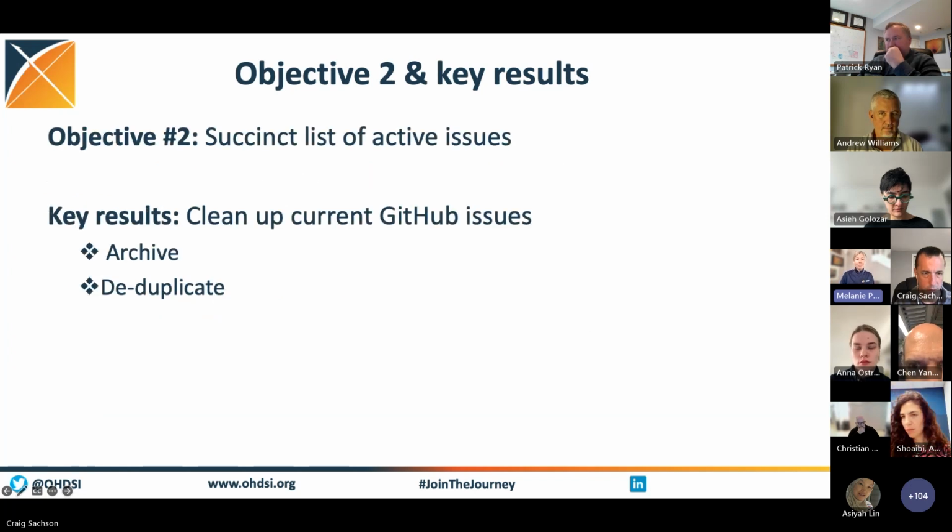Next slide. And our other objective is to get a succinct list of active issues. We have issues in the Themis issue library from 2018. So a lot of these things need to be archived. We also have a lot of duplicate items in there. So we need to combine these all into one issue. We need to find a sponsor or somebody that will take this through the process. So we are going to be doing a little bit of cleanup in our issues. Next slide, please.